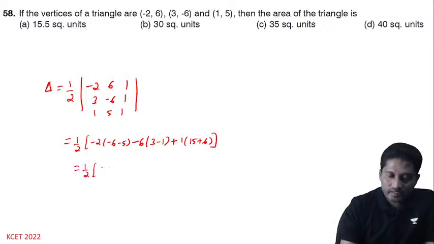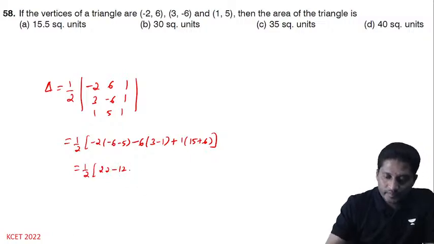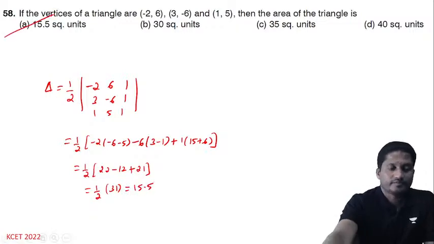Half of this is minus 11, right? So 22 minus 6 into 2 is 12 plus 21. Half of this is 10 plus 21, 31, 15.5 square units. First option.